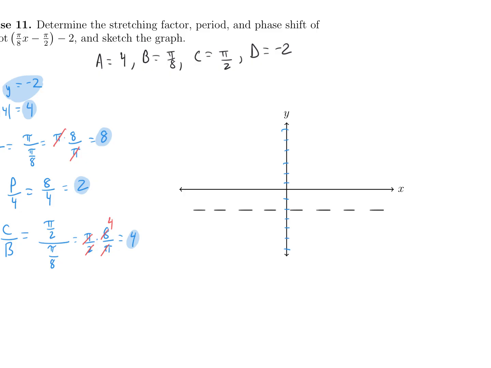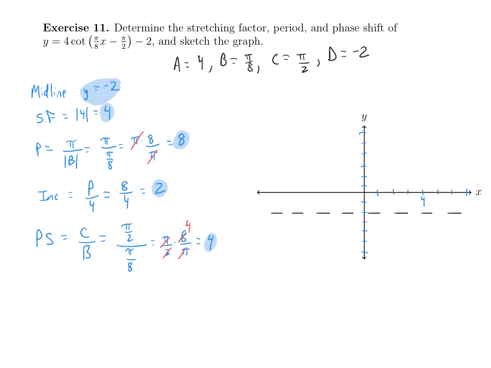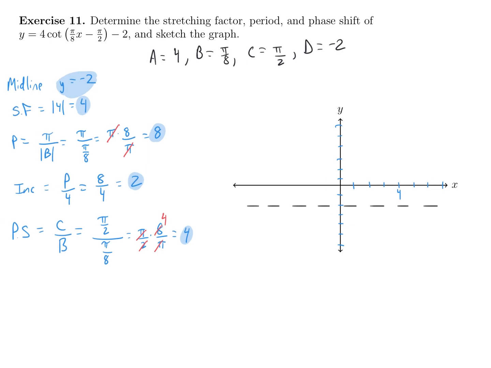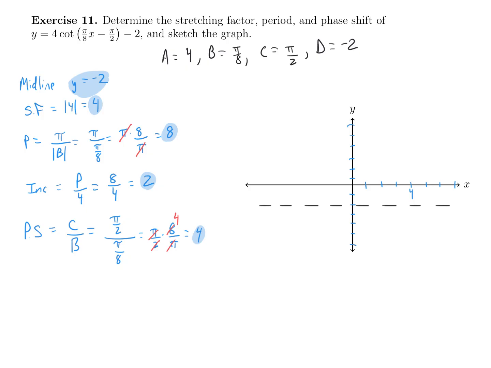So let's draw our tick marks: 1, 2, 3, 4, 5, 6, 7. Okay, so from 4, that's the middle of the graph. That's your phase shift. The phase shift represents the middle of the graph for cotangent and tangent. Then you're going to go to the increments, 2 to the left and 2 to the right. If you go one increment to the left, you're at 2. And then if you go another increment, you'll be at 0. That's because the increment is 2.